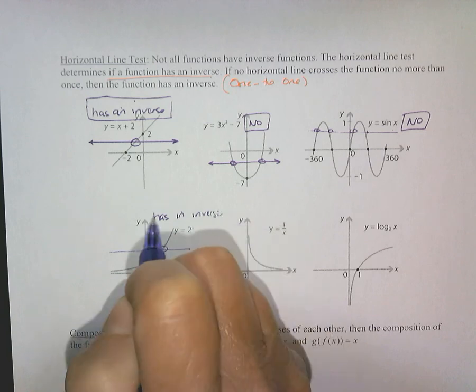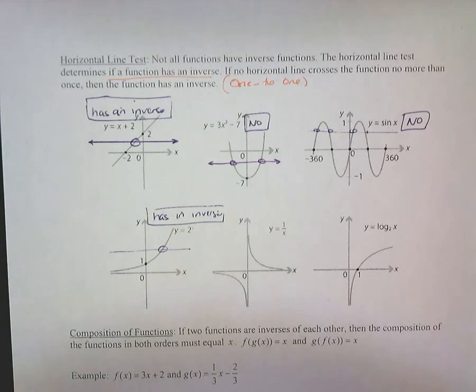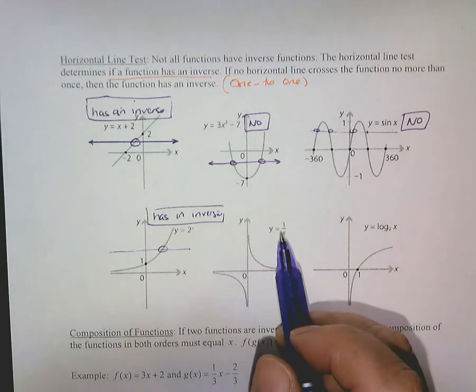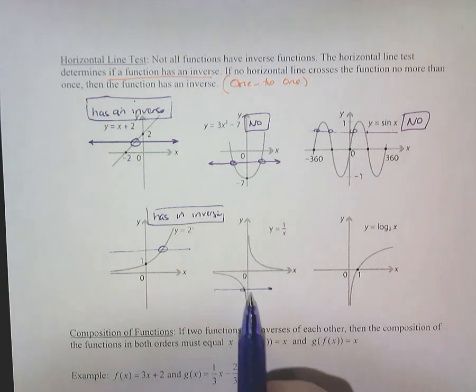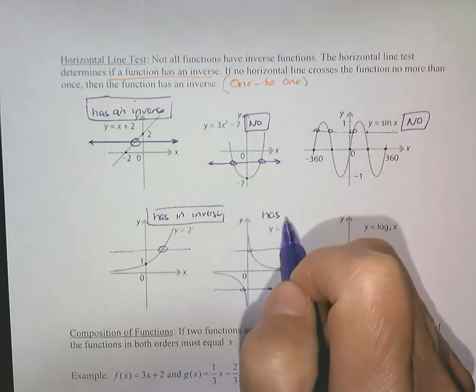All exponential functions are going to have inverse functions. This is 1 over x. No matter if I put the line down here, it only crosses it once. If I put the line up here, it only crosses it once, so this has an inverse.